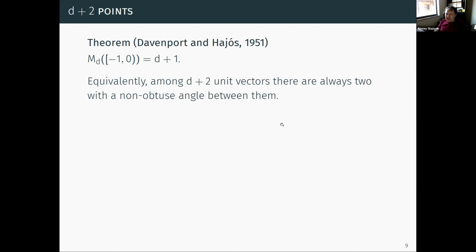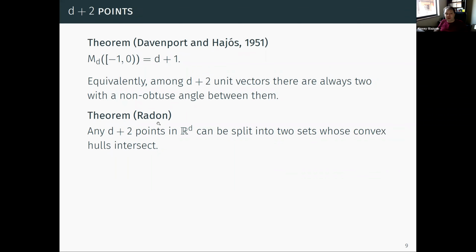So I'll give you a proof of this. There is a very nice, very short proof here. I learned this proof from Math Overflow. I don't know who was the first one to come up with this connection. I think it was on Math Overflow. It was Pablo Soberón who wrote, at least in these terms, the proof. So I'm going to use the theorem of Radon. Again, this is what we want to prove: if you have d plus 2 unit vectors, then for 2 of them, the angle is no greater than 90 degrees.